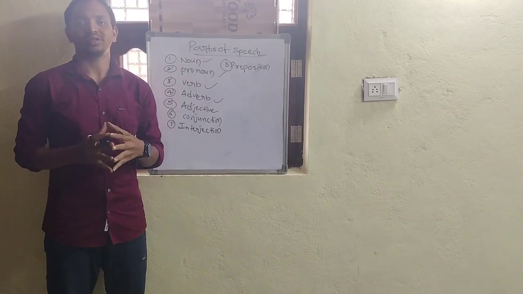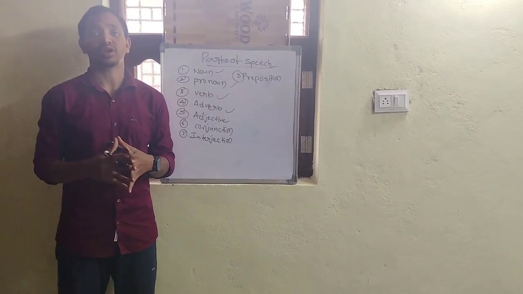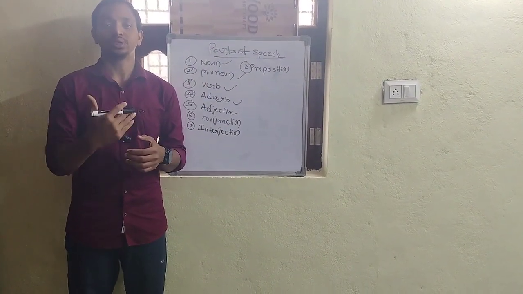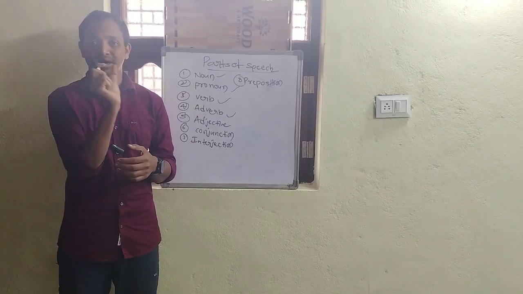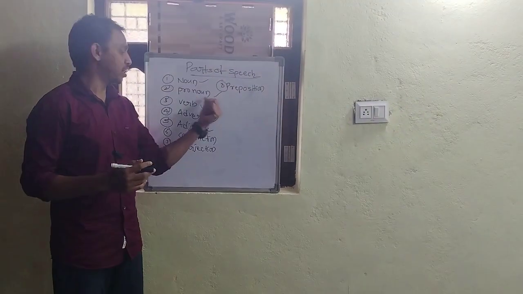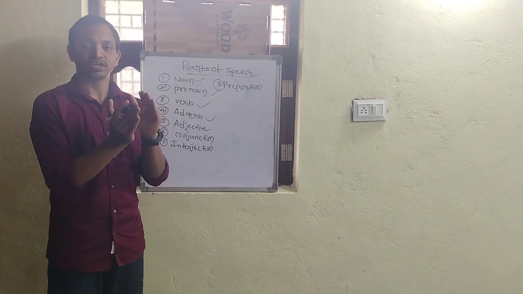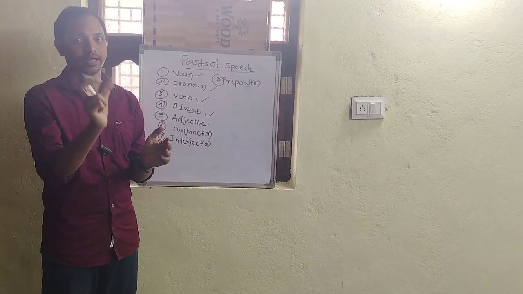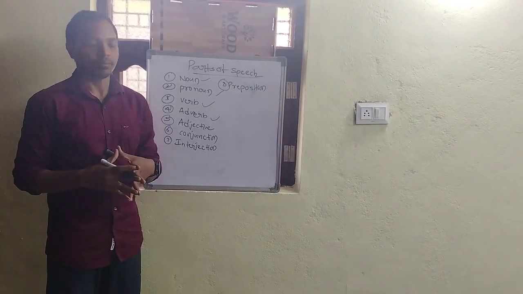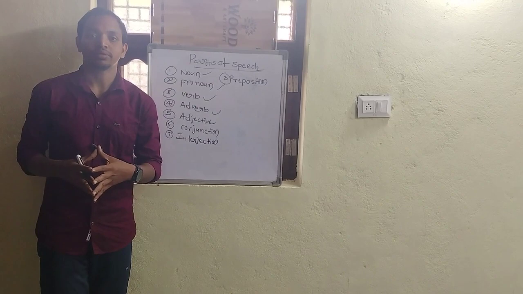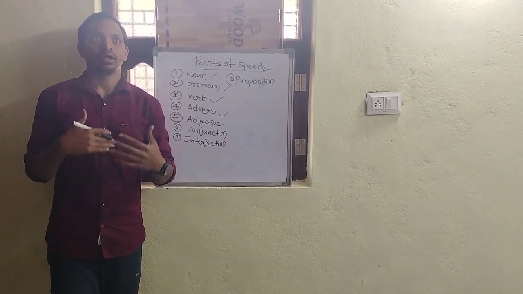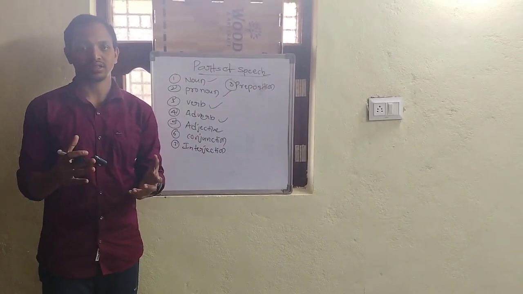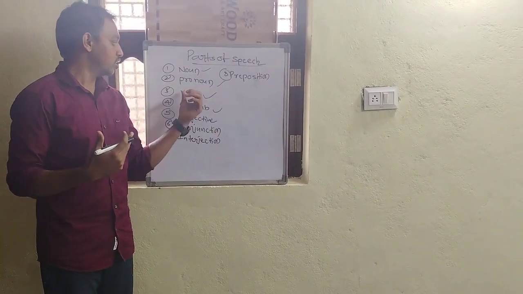Now, a noun is nothing but a naming word. Naming words are called nouns. And a pronoun is nothing but a word we use instead of a name, like he, she, they, them. These kinds of words are called pronouns. And verbs are nothing but actions. Examples: reading, writing, sleeping, walking, jogging. These are all actions, right? So we can say that these are the verbs.